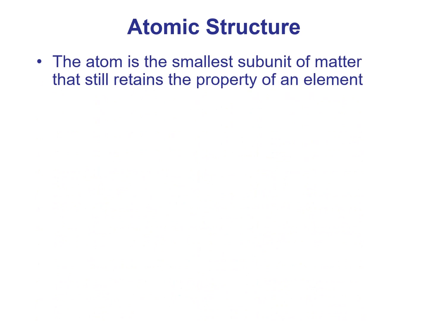Let's take a closer look at the atomic structure. The atom is the smallest subunit of matter that still retains the property of an element. So what is an element? An element is something that's made up of only one type of atom. So if you're lucky enough to have a big 100% pure gold bar in front of you, and it probably wouldn't be 100% pure, but let's pretend it is, it consists of nothing but gold.